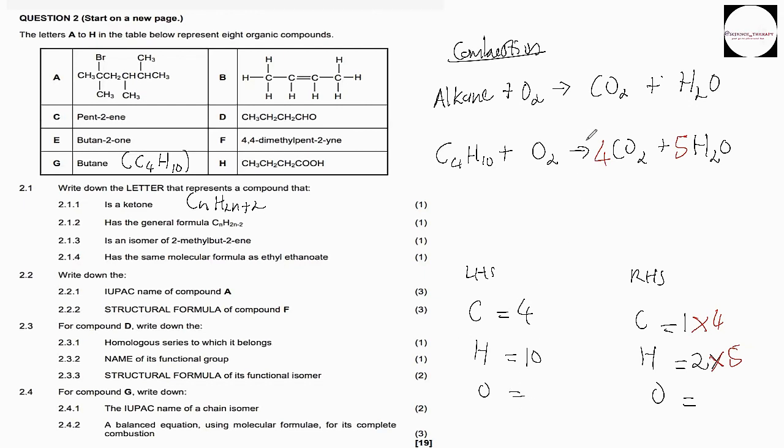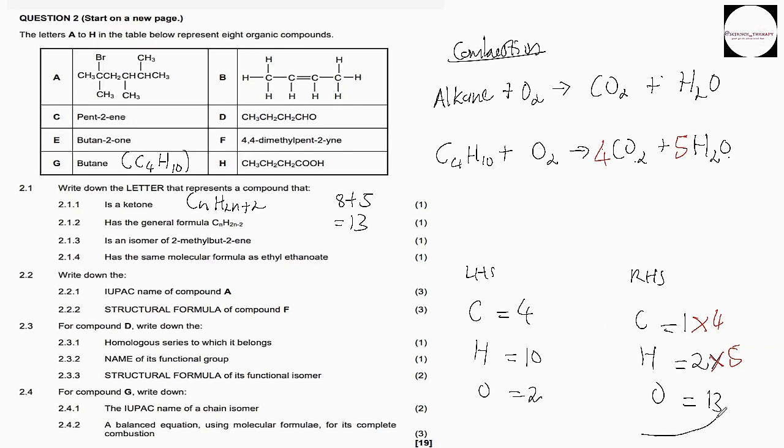Now, how many oxygens on the left-hand side? As we can see, there are 2. But then how many on the right-hand side? 4 times 2, that's 8. But then 5 times 1, that's 5. So 8 plus 5 will give us 13. So I'm supposed to say 13 here. But then what integer value can I multiply to 2 so that I get 13? 13 is an odd number, so there's no integer that I can multiply with 2 to get that odd number there.